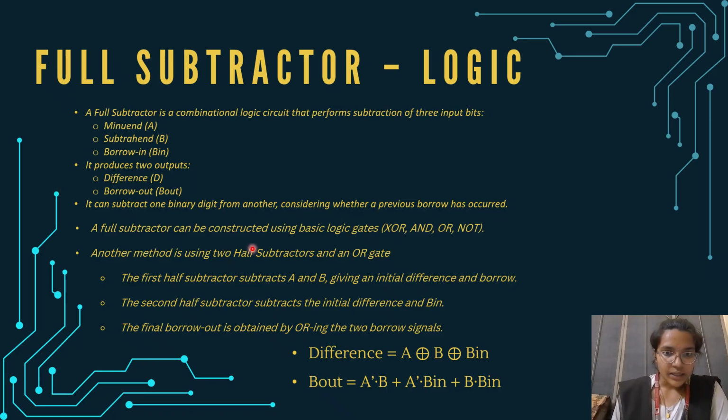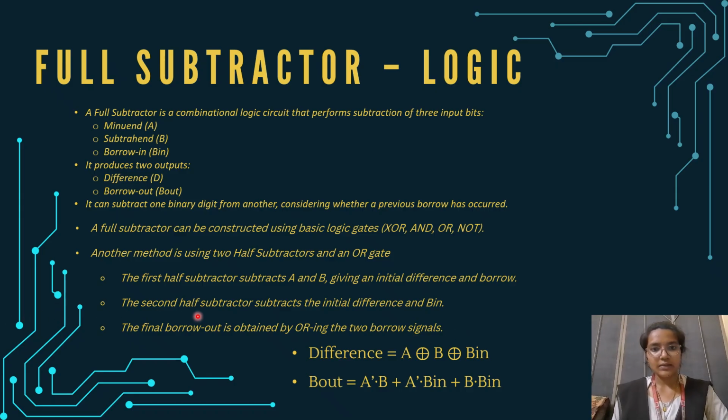A full subtractor can be constructed using logic gates XOR, OR and NOT. Another method uses two half subtractors and an OR gate. In these two methods, we can construct a full subtractor. The first half subtractor subtracts A and B, giving an initial difference and borrow. The second half subtractor subtracts the borrow in from the initial difference. The final borrow is obtained by ORing the two borrow signals.